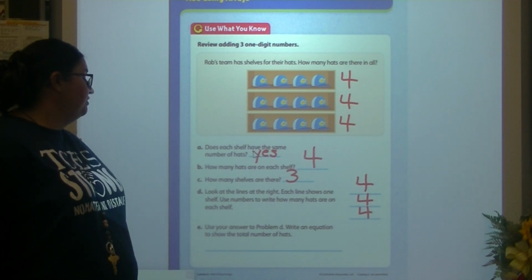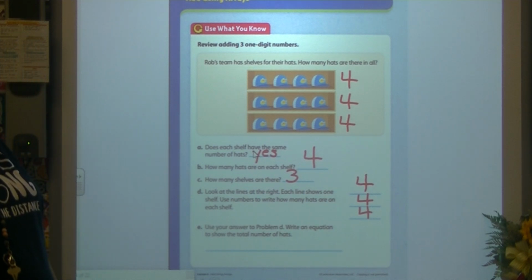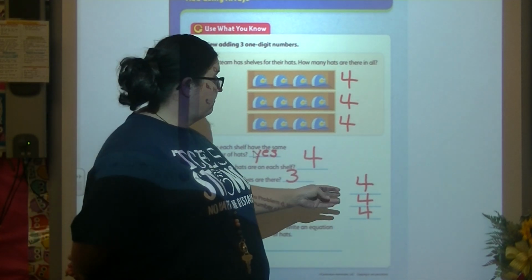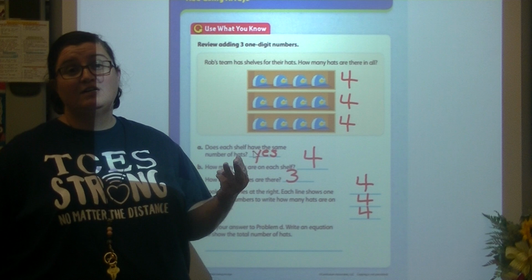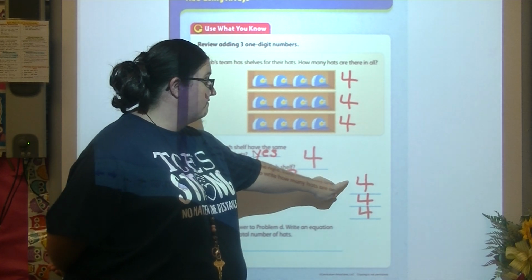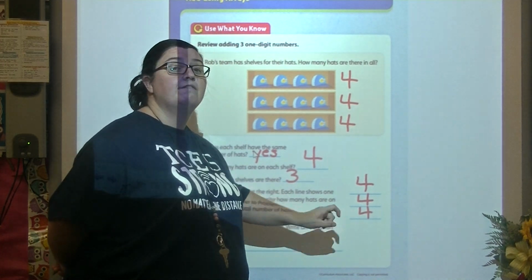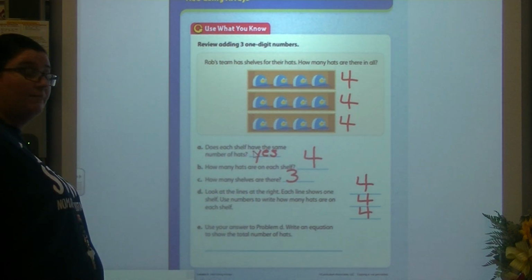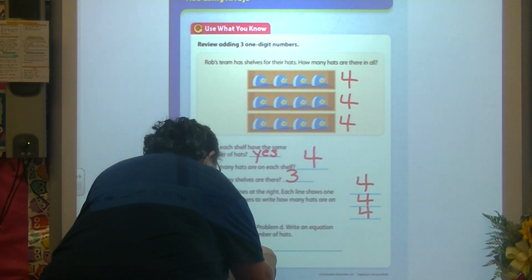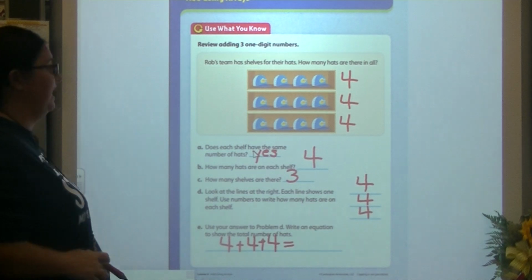Now, E says, use your answer to problem D to write an equation to show the total number of hats. So I have the number 4 3 times. So I need to add the number 4 3 times. So I can say 4 plus 4 plus 4. So on E, I'm going to write my problem. 4 plus 4 plus 4 more will tell me how many hats I have in all.